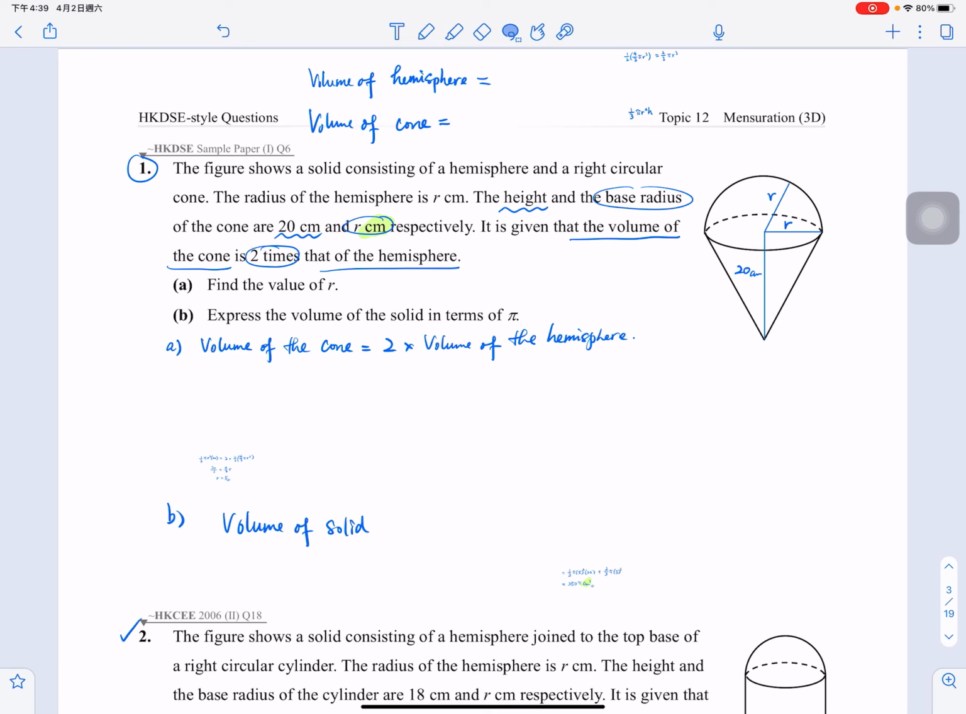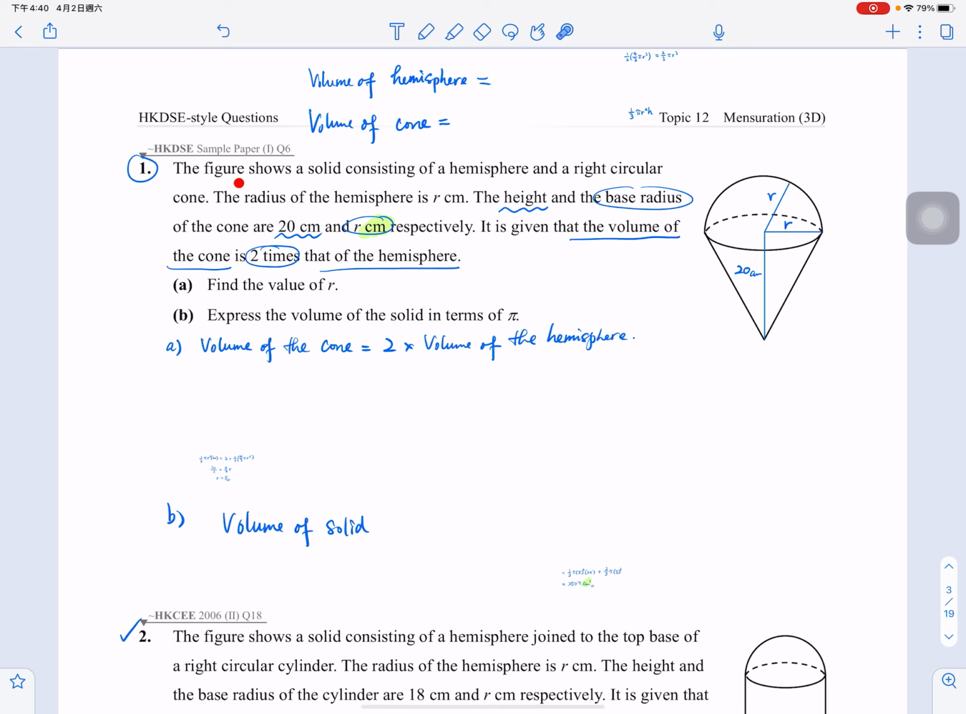Okay, now let's have a look at some questions related to mensuration of a solid. These few questions are in the style of DSE. The first one is similar to sample paper question 6. Let's have a look all together.